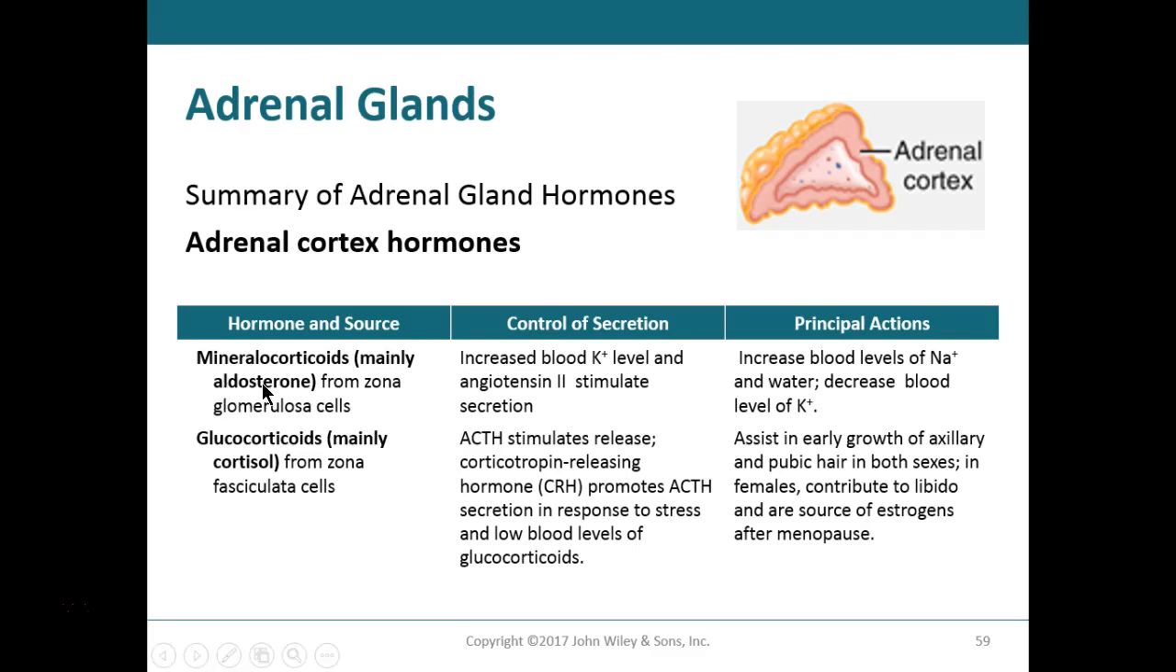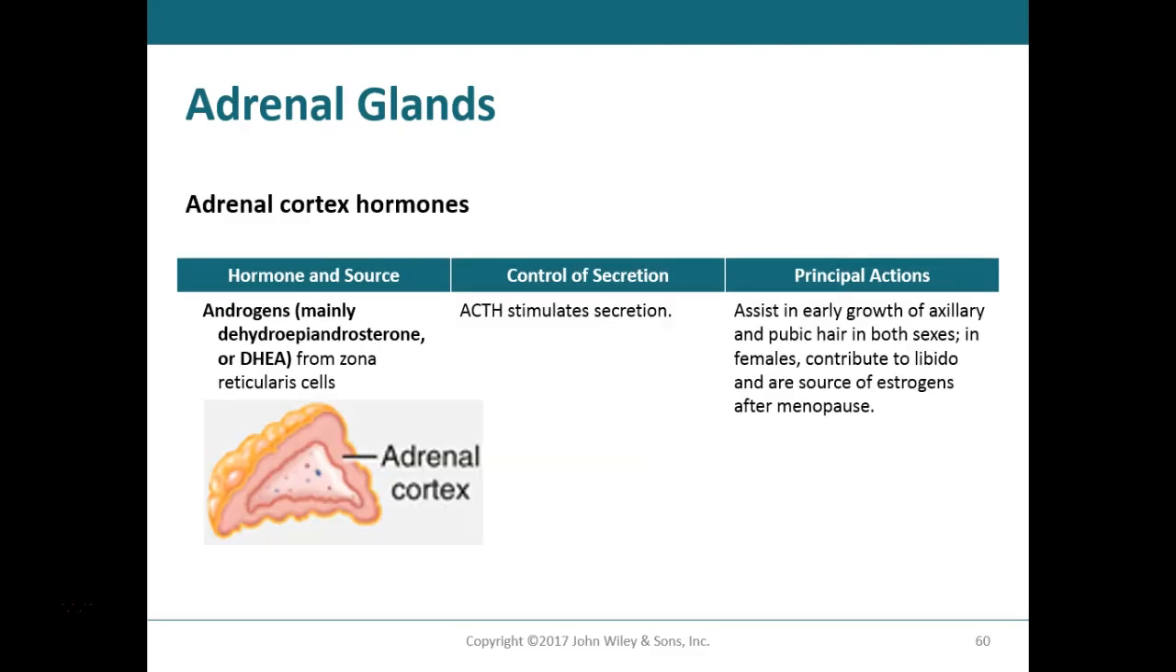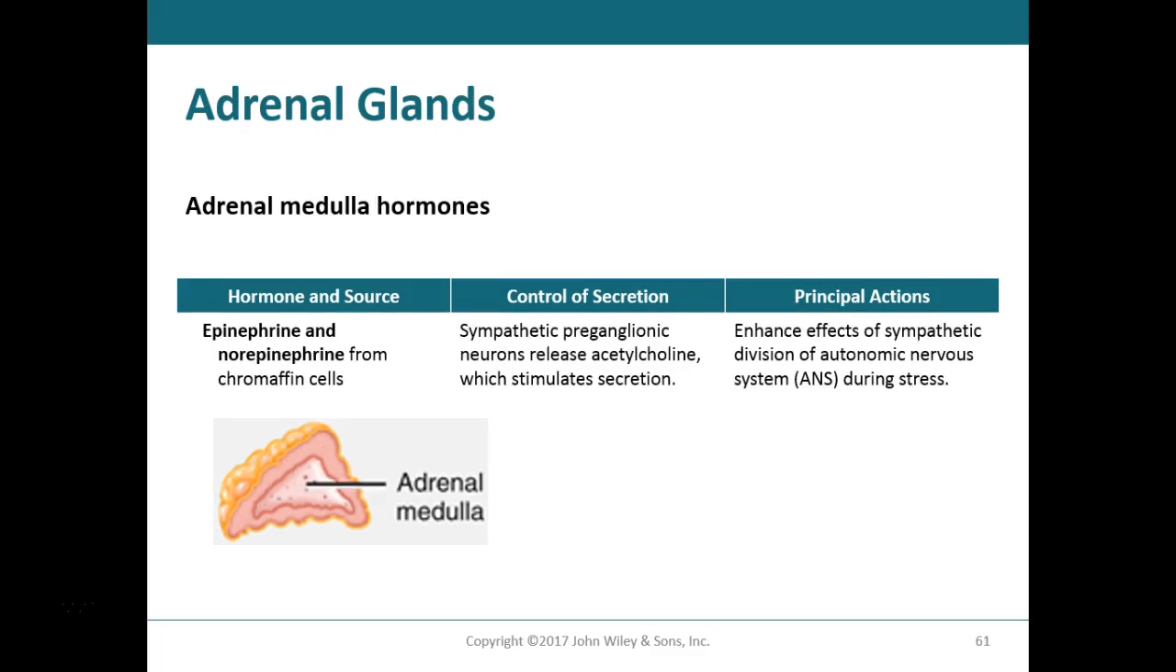Our mineralocorticoids, primarily aldosterone from the zona glomerulosa, can be stimulated to be released because of increased potassium. So if you just walk yourself through all of these as we saw earlier, this is going to help you understand what controls secretion and what the primary actions are and where each one of these are from. Again, we've already talked about them, so I'm not going to read a table to you. And there you have the DHEA from the zona reticularis and the epi and norepi from the adrenal medulla.